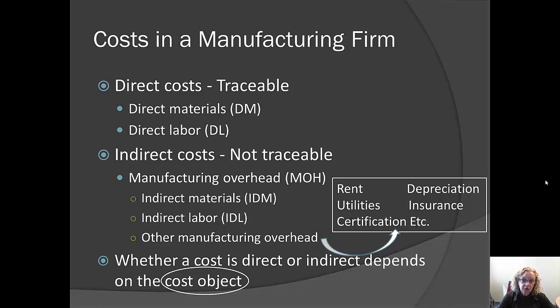But supposing that we're trying to find out how much it costs to run a department, or how much it costs to run our Cleveland factory versus our Pittsburgh factory. In that case, a lot of costs that were indirect for a particular item would become direct if the cost object is a factory, because we know how much rent, how much utilities, how much depreciation would be consumed at each factory site.